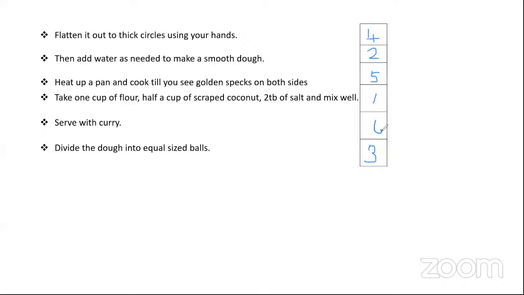Sorry, I have mistaken something. Next, we heat up a pan and cook till you see the golden specks on both sides. That is number 5, Putte. Can you see that one? Heat up a pan. We take a pan and cook until we see golden specks on both sides. Number 5. Last step, number 6 is serve with curry.